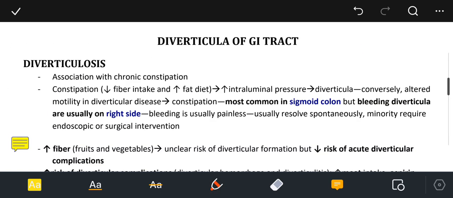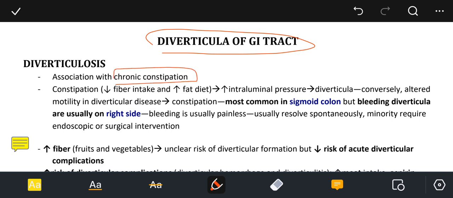Then we are going to the diverticulum of the GIT. It is a very important topic. Diverticulosis: association with chronic constipation. It is a very important buzzword for diverticulosis. If there is an old man with a chronic history of constipation, always suspect diverticulosis.